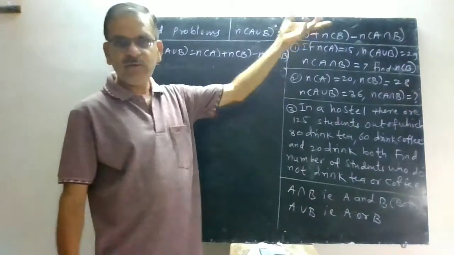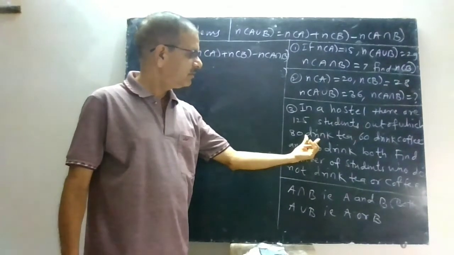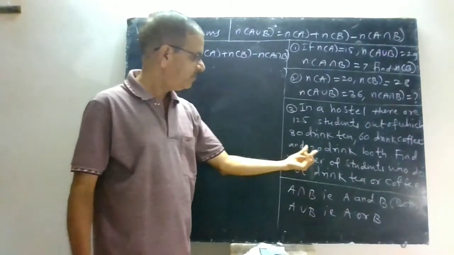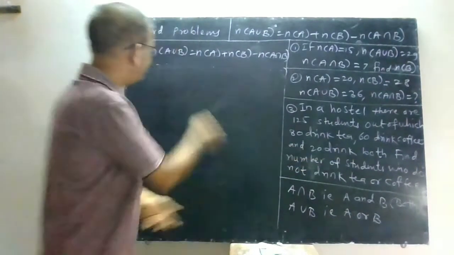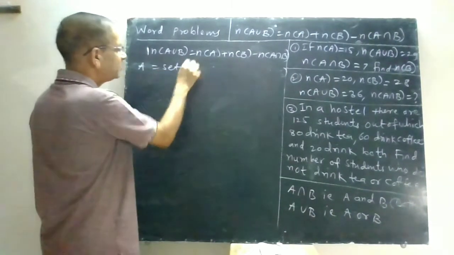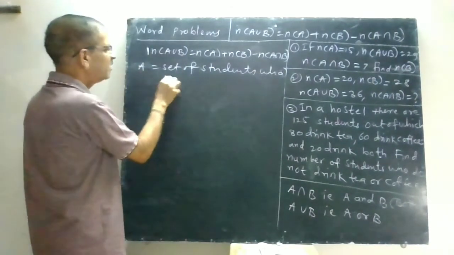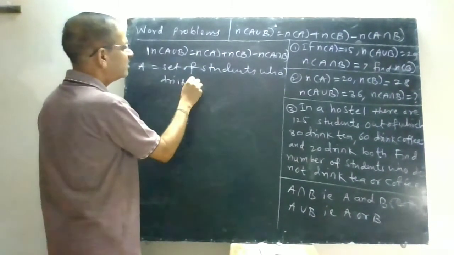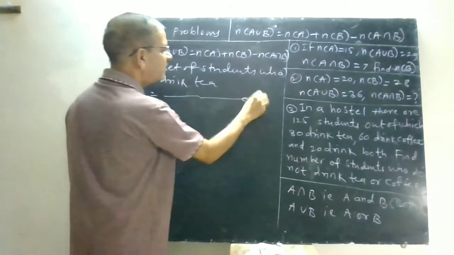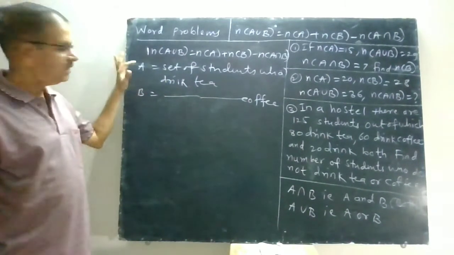Here A, B, nothing is given, so you have to create A and B here. Suppose you take the students who drink tea, that is A, and then those who drink coffee, that is B. So let A be the set of students who drink tea, and suppose B is the set of students who drink coffee. You can take C and D, no problem. A and B you have created.